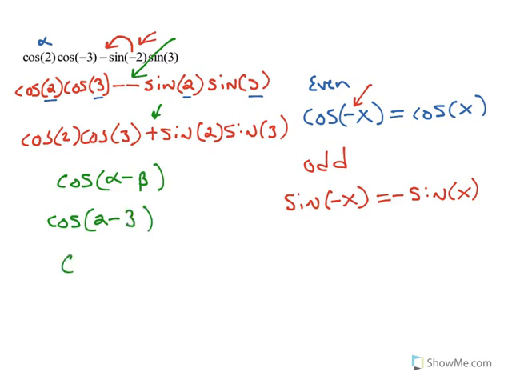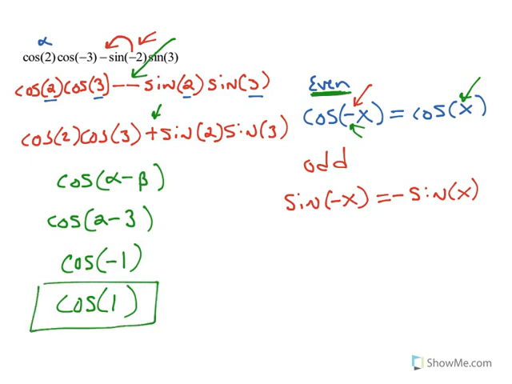2 minus 3 is negative 1. And here we can simplify this again. We can use the even property of cosine. If you have a negative input, that's the same thing as just having a positive input. So the negative 1, we can just call that positive 1. So cosine of 1 radian. That's radians because there's no degree symbol on those, so those are assumed to be radians. And 1 radian is not a special angle, so we can't do a triangle and find the exact value. That's just going to stay cosine of 1 radian.